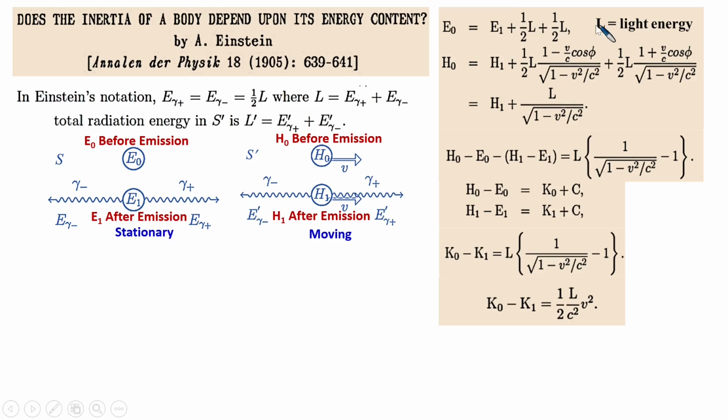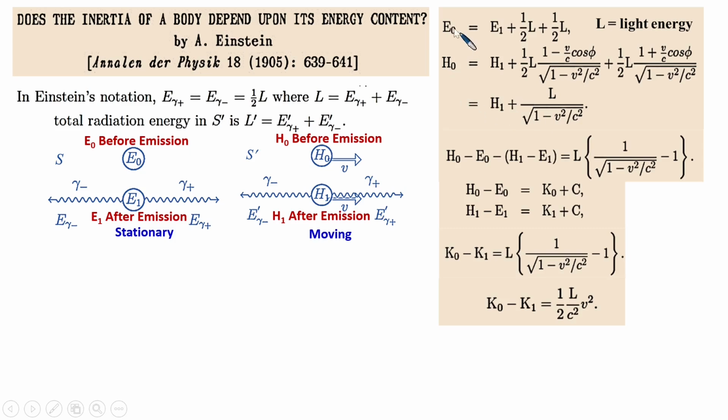This is your Doppler shift equation. This is 1 minus V by C cos phi, and the energy will also change for this moving one, one in the negative V direction, one in the positive V direction. So this energy H0 is H1 plus. If you add them, this will get cancelled, and you will get half L plus half L, that is L, times the square root of this common factor, 1 minus.